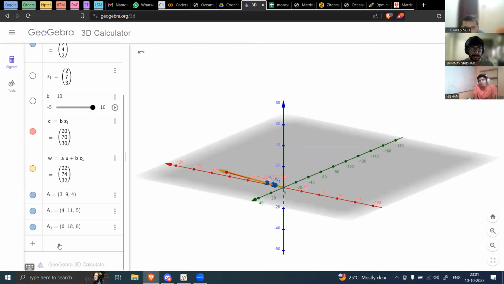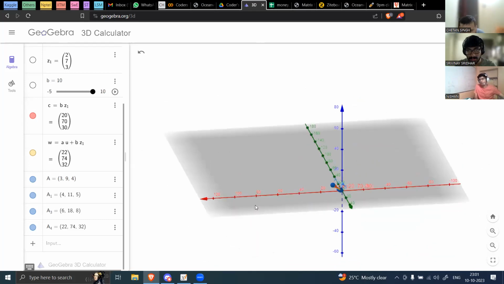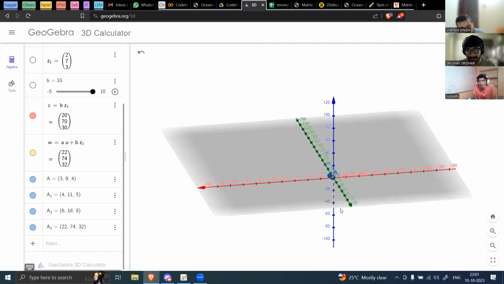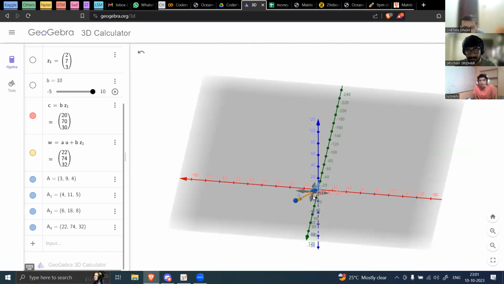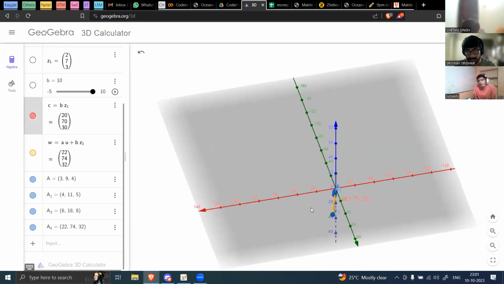I am able to reach 4, which is 22, 74, and 32. Right? We can keep doing this all day long, keep varying A and B, and we'll get different points for the resultant vector, of course. But is there a pattern? That is what we have to observe. Are these points following a pattern?